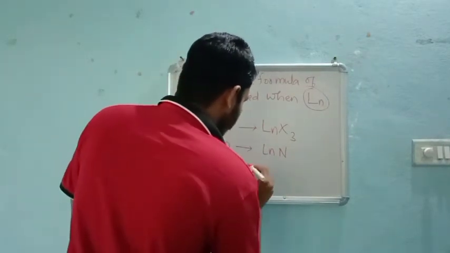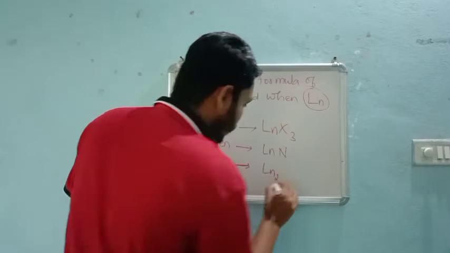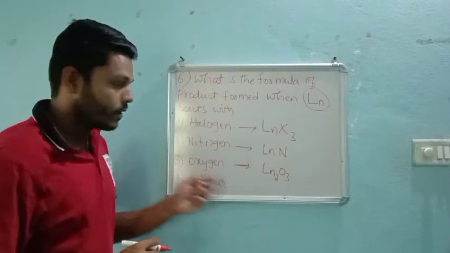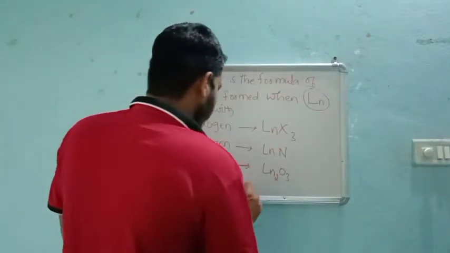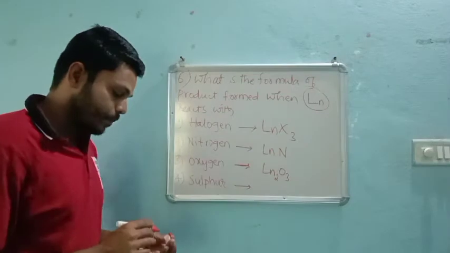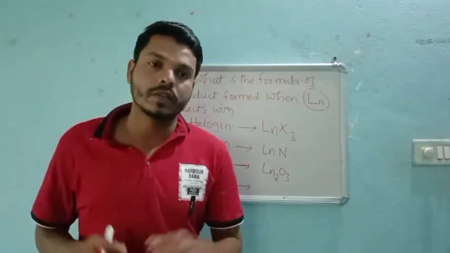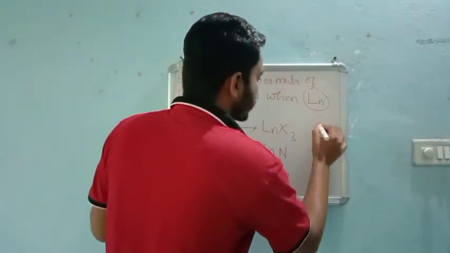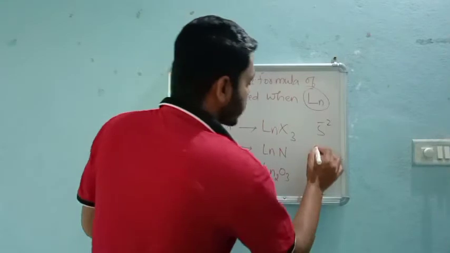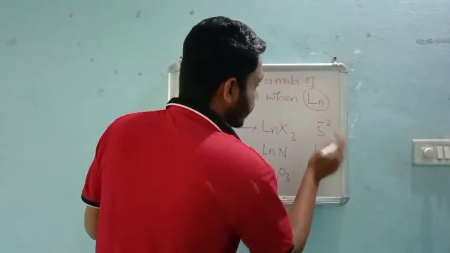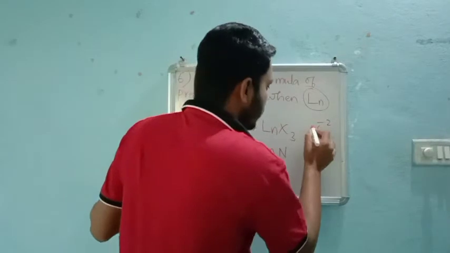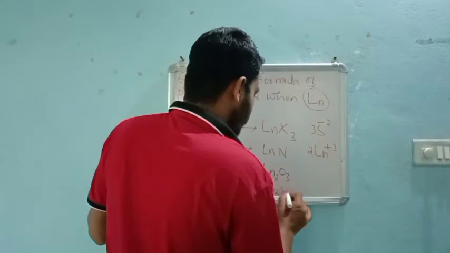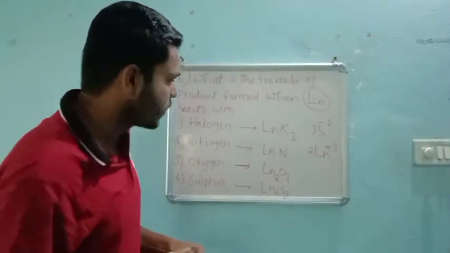So how many Ln should we take to balance the oxygen? 2. And how many oxygen should we take for balancing lanthanoid? 3, right? Ln2O3. Next, sulfur. Here, in the case of sulfur, the same condition applies as with oxygen. Why? Because sulfur can also show -2 and our lanthanoid requires how many? +3. So we can go directly now. 3 2s are 6 and 2 3s are 6. That means Ln2S3. So these are the 4 answers.